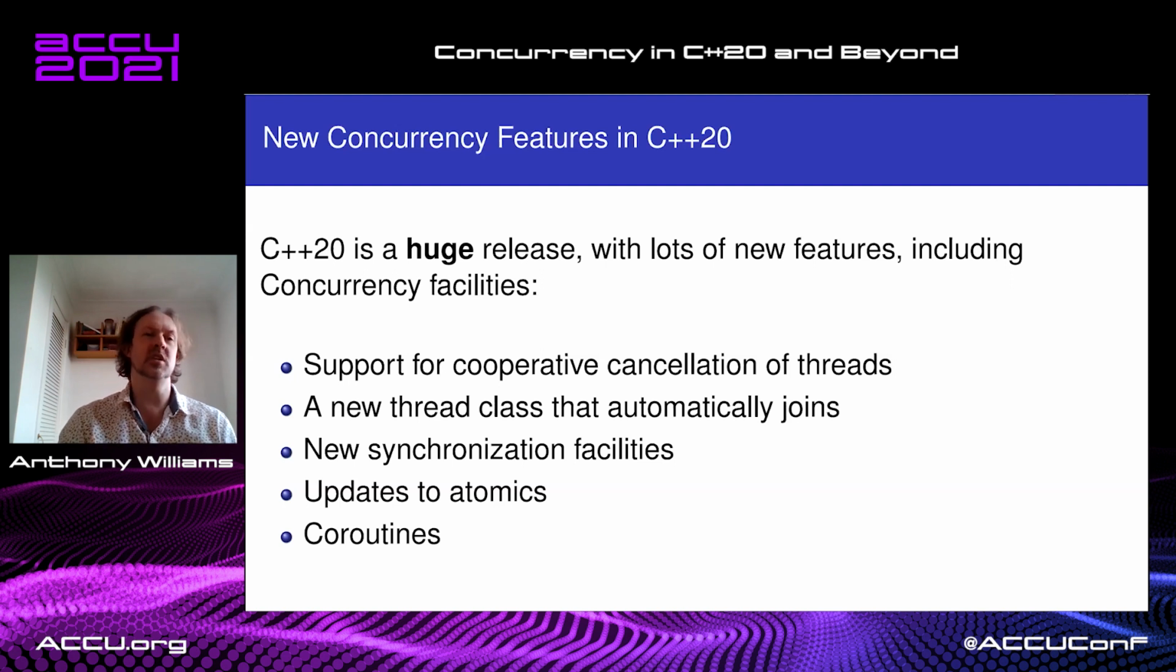And then, of course, coroutines. Now, I'm sticking them in there as a concurrency facility because they can be used for that, even though they can be used for all sorts of things. A generator is not a concurrency facility, but it's an important use of coroutines. But they can be used for concurrent tasks and scheduling.